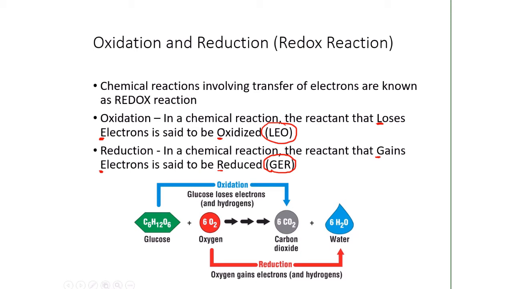In the context of cellular respiration, we would have glucose being oxidized into carbon dioxide. What that means is glucose will be losing electrons. We will be stripping electrons away from glucose, and when you do that, the glucose will ultimately become carbon dioxide. And all those electrons that you strip from glucose will now be transferred onto oxygen. So oxygen will gain electrons. It will be reduced into water.